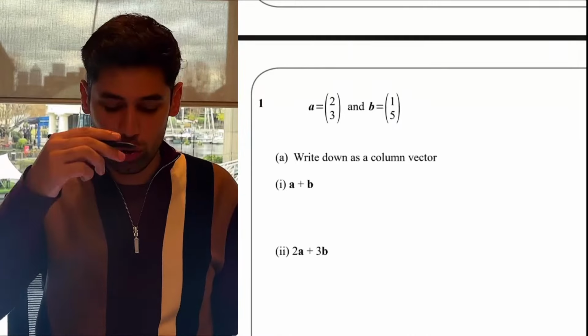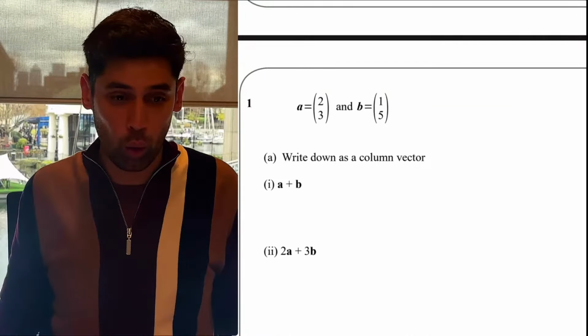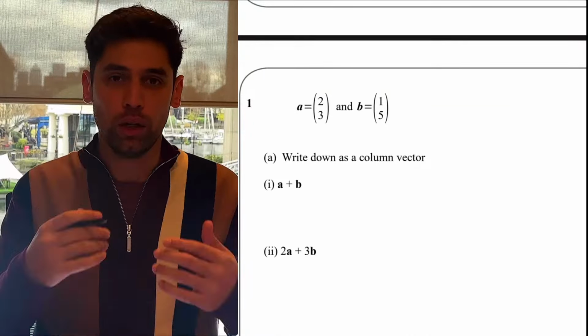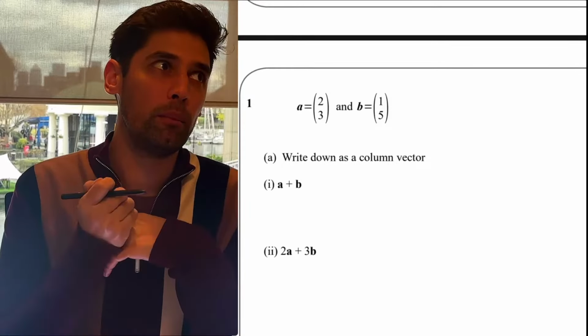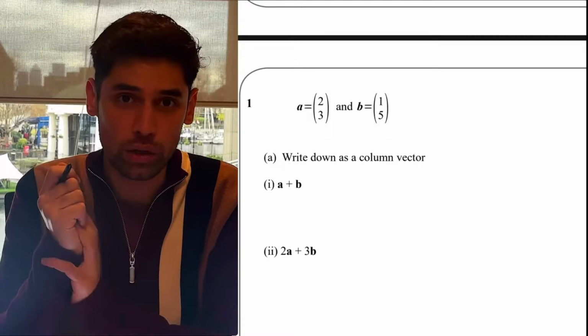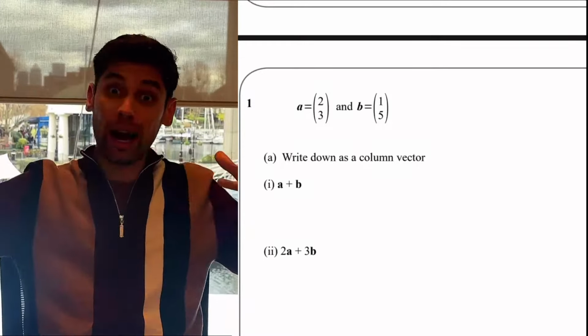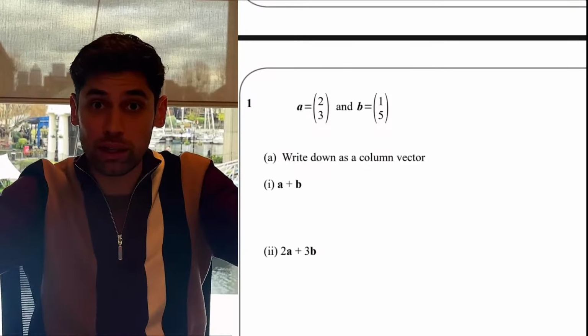A equals (2, 3), B equals (1, 5). What does that mean? So vectors are basically measuring magnitude and direction. Magnitude means size, and direction means, well, hopefully you know what direction means.